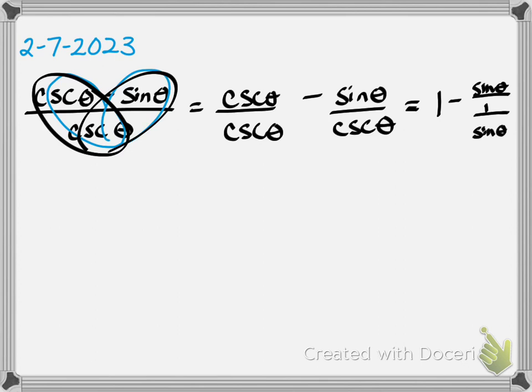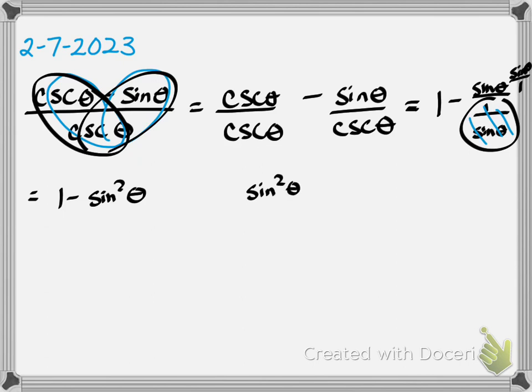I didn't give myself enough room, but I need to flip this over and multiply it up here. So that becomes sine of theta over 1. Instead of dividing, we'll multiply by the reciprocal. So that is 1 minus sine squared theta over 1, or we'll just drop it. That is two pieces to this identity.